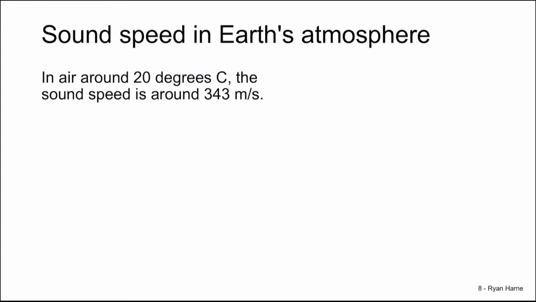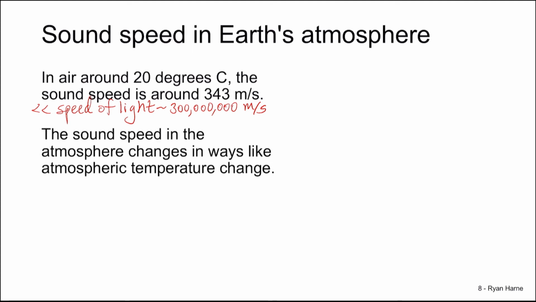In air, the sound speed is around 343 meters per second if the temperature is around 20 degrees centigrade and we're close to sea level. So this is much less than the speed of light, which is approximately 300 million meters per second, to give you a gauge of how much slower sound is on Earth than the speed of light. So the sound speed on Earth changes quite similarly with the temperature change in the atmosphere.